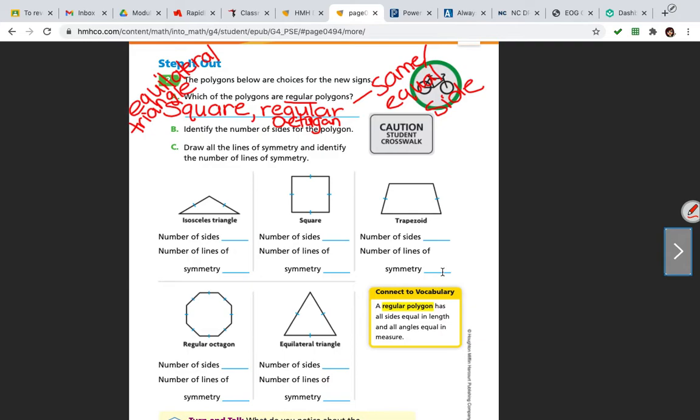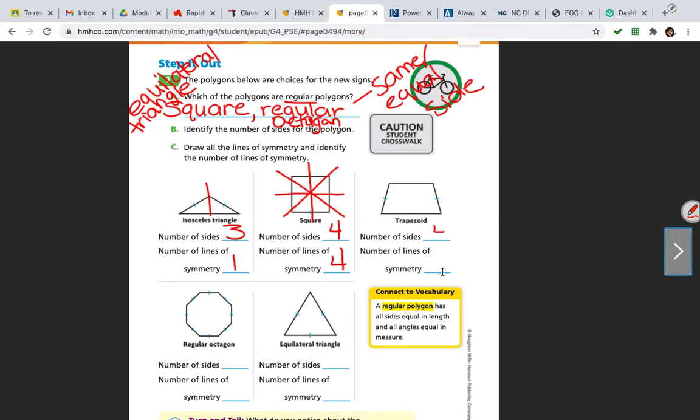They want us to identify the number of sides for the polygon, so we can count the sides, and then they want us to draw all the lines of symmetry and identify the number of lines of symmetry. So the first one, we have 3 sides, it's a triangle. And then do we have any lines of symmetry? If we draw one line straight through the middle, we have 1 line of symmetry. All right, a square has 4 sides. How many lines of symmetry? We can draw it horizontally, vertically, and 2 diagonal. So it has 4 lines of symmetry.